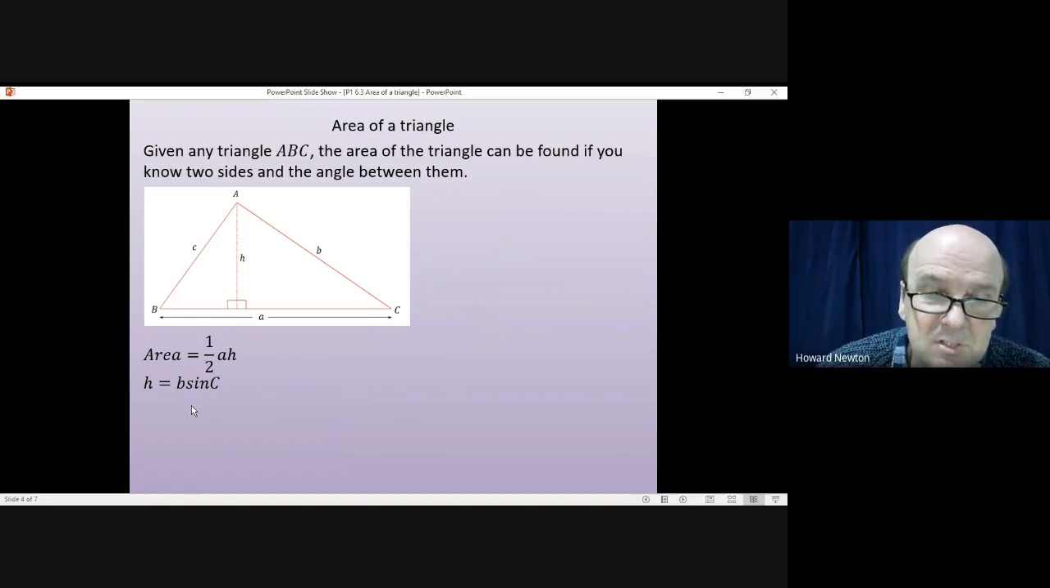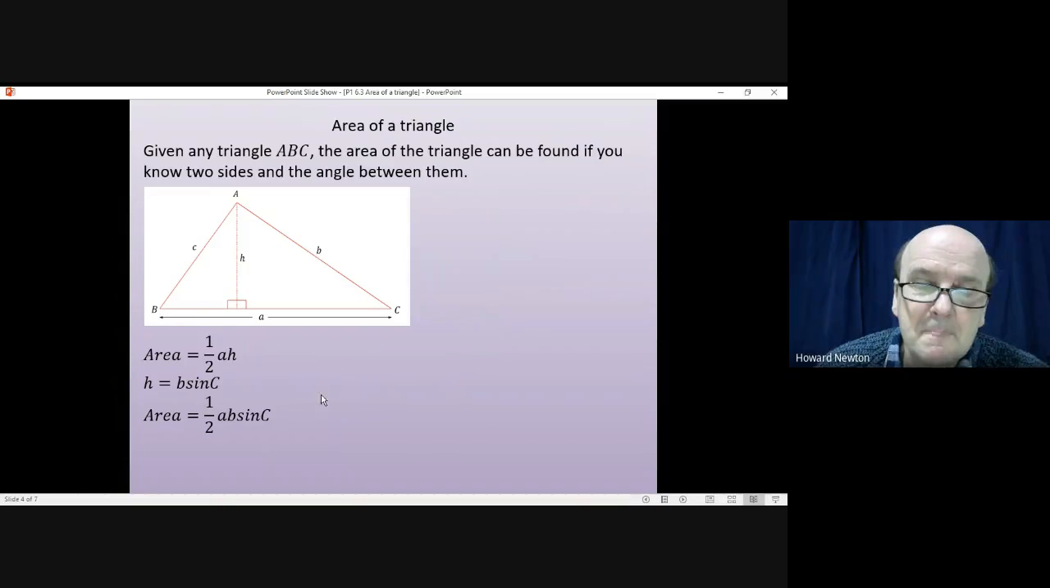Then all we have to do is substitute this value for H into the normal formula for the area of a triangle. And that gives you the area of any triangle: a half A times B times the sine of C, the angle where those two sides meet.